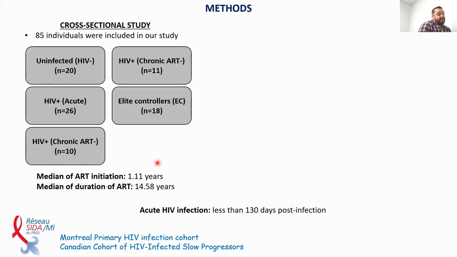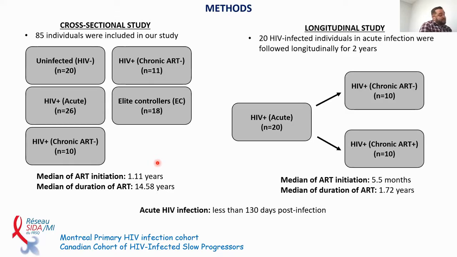In our cross-sectional study, we included a total of 85 individuals that were divided into 5 groups, including uninfected as a control, acute and chronic infected individuals, treated, and elite controllers. We also assessed 25 individuals prospectively, and 10 of these individuals were treated in the acute infection, and the rest remained untreated. Thus, the effect of early initiation was assessed in the longitudinal study.